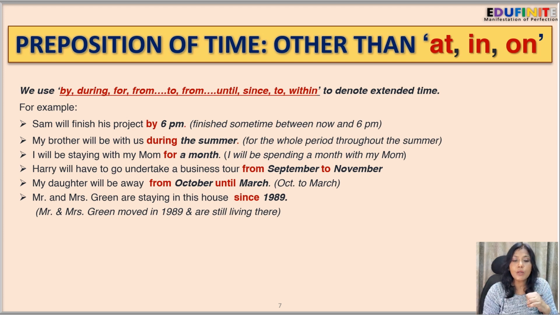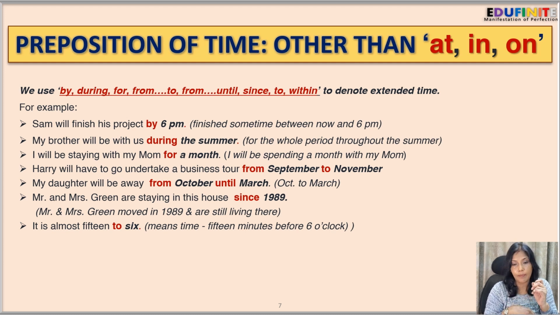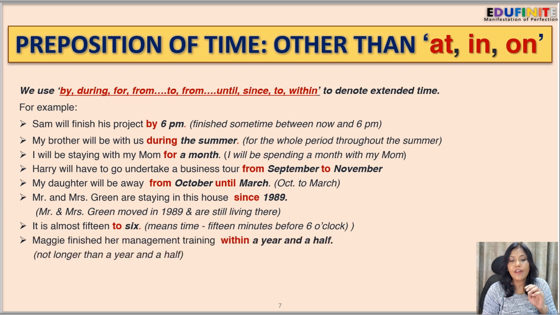It is almost 15 to 6. That means I'm telling about the time. That means it's 15 minutes before 6 o'clock. It isn't 6 o'clock yet. After 15 minutes, it will be 6 o'clock. Maggie finished her management training within a year and a half. So, what happened? Maggie took a period of 1.5 years to complete her management training, not longer than that.